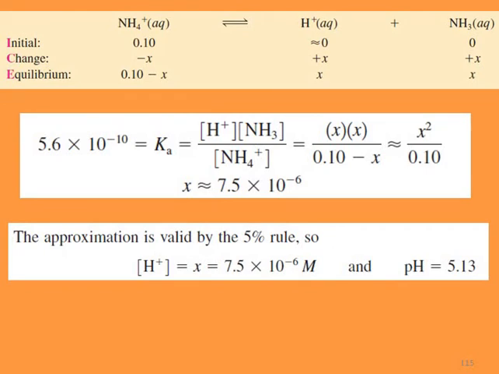So we construct the ICE table again. We have ammonium ion, the initial concentration is 0.1, change negative x, and at equilibrium we have 0.1 minus x. On the other hand, initially 0 and plus x for the change, so at equilibrium we have x and x. We just substitute there and simplify it, so x will be 7.5 times 10 to the power of negative 6. Since this is the concentration of proton, we can use it to find the value of pH, which is 5.13 in this case.